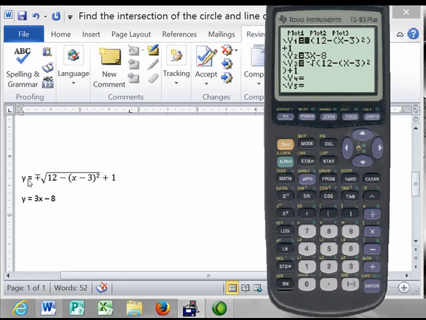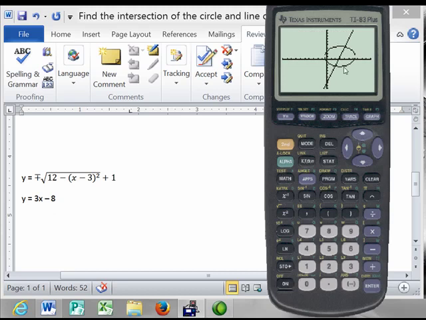Why do we need plus or minus root? Remember, when you square root it could be plus or minus. And remember, our original equation was a circle, which is not a function. So to draw a circle you actually need two functions, plus or minus square roots. And then here's 3x − 8. So we hit graph, and that's what we get. A line and a circle.